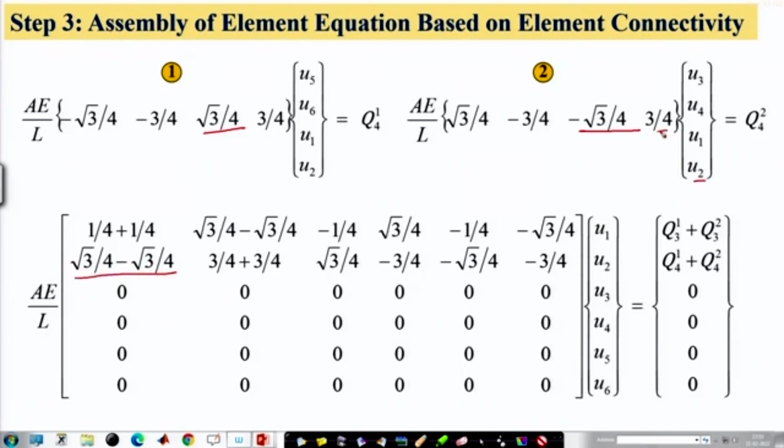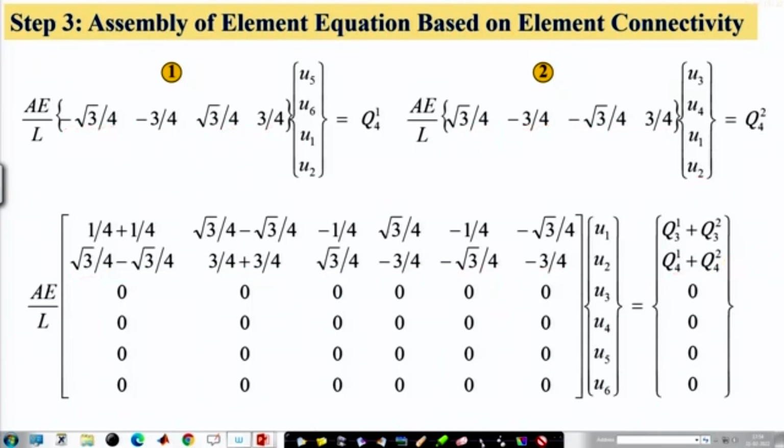U2 contribution will be 3 by 4, and again 3 by 4, so 3 by 4 plus 3 by 4. U3 contribution will be this. This is the U3 contribution. U4 contribution will be this. This is the U4 contribution. U5 contribution is this. This is U5. U6 contribution is finally this. This is the U6 contribution. And then this is our second equation. In the same way, when the second row of the stiffness matrix is multiplied with the global displacement vector, it will give us the second equilibrium equation like this.